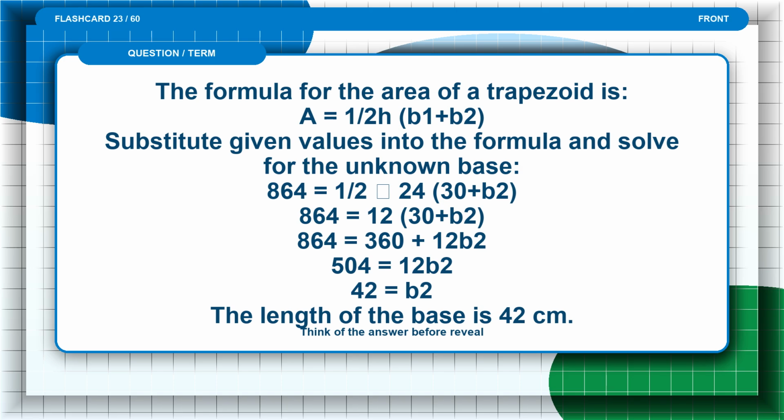864 equals 12 times (30 plus B2). 864 equals 360 plus 12 B2. 504 equals 12 B2. 42 equals B2. The length of the base is 42 centimeters. Think of the answer before the reveal.